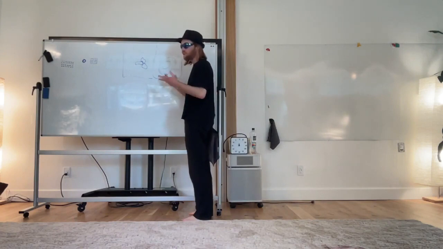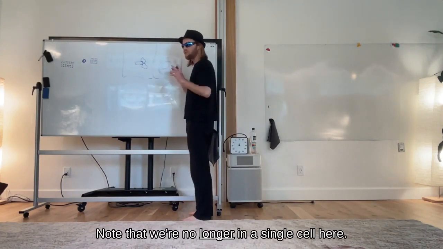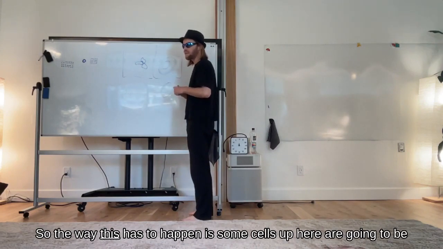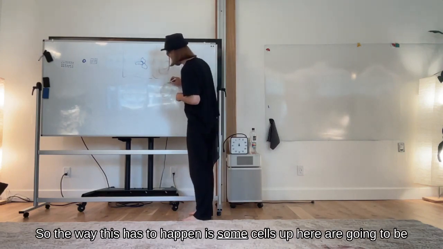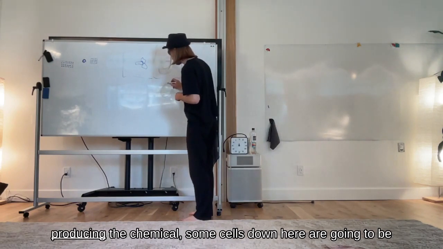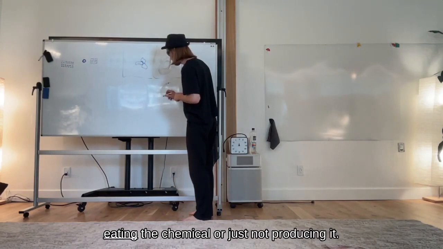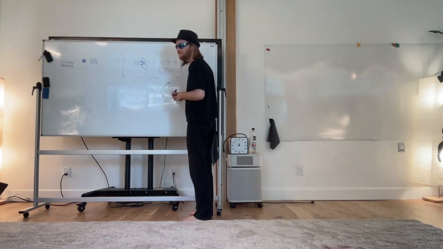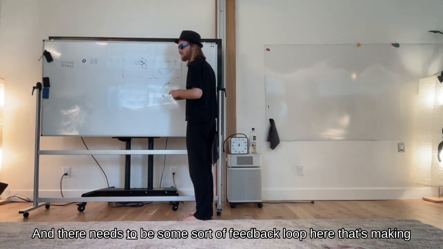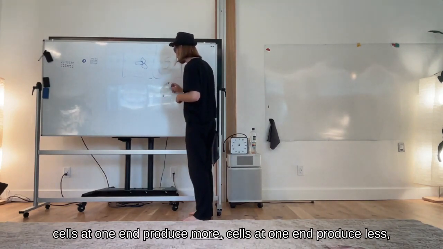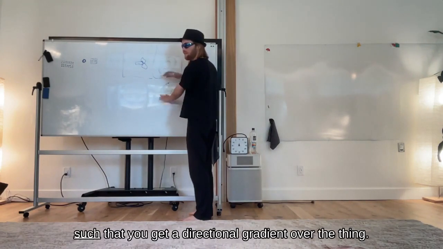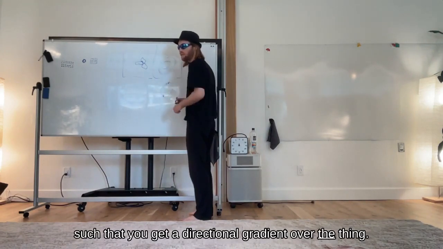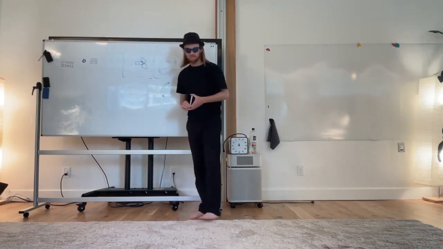Then slightly more complicated, or actually, let me back up. Note that we're no longer in a single cell here. So the way this has to happen is some cells up here are going to be producing the chemical. Some cells down here are going to be maybe eating the chemical or just not producing it. Yep. And there needs to be some sort of feedback loop here that's making cells at one end produce more, cells at the other end produce less, such that you get a directional gradient over the thing. Okay.